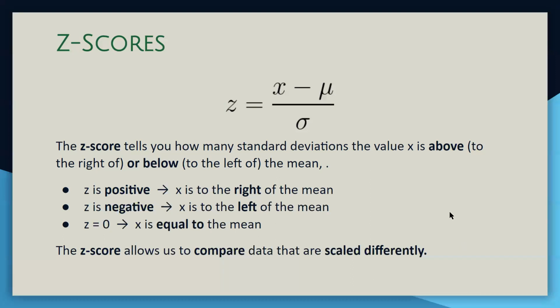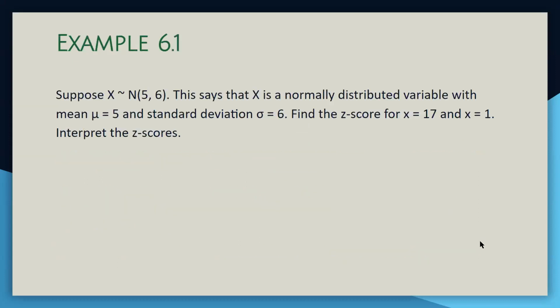The z-score allows us to compare data that are scaled differently. So we saw the z-score before when we were comparing data values from different data sets. And we looked at two students who were at different schools using different grading systems. That's what z-scores allow us to do, but they're also used to standardize the normal curve. So let's go ahead and do an example.